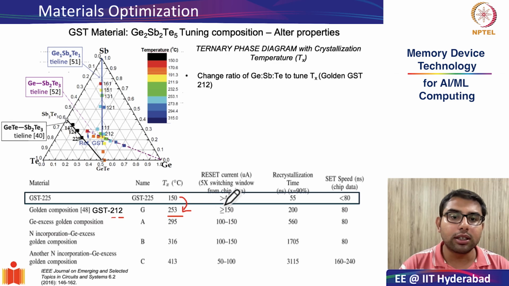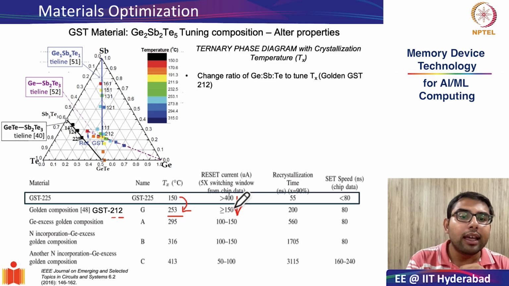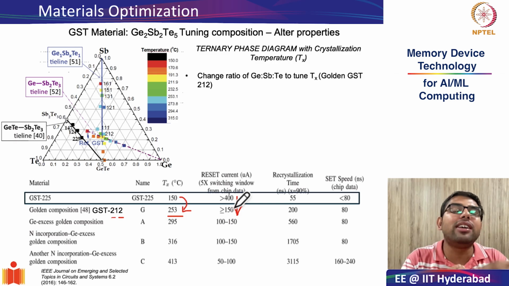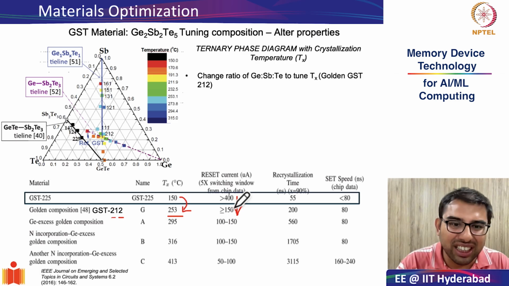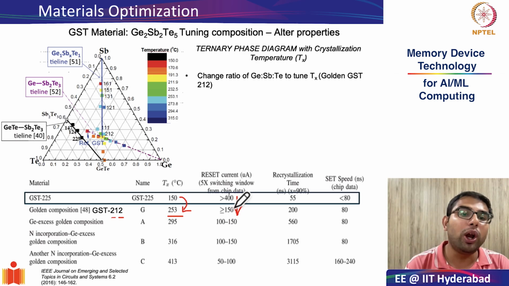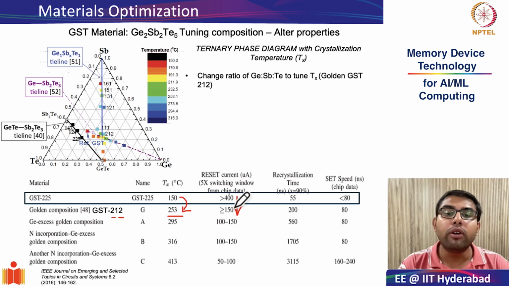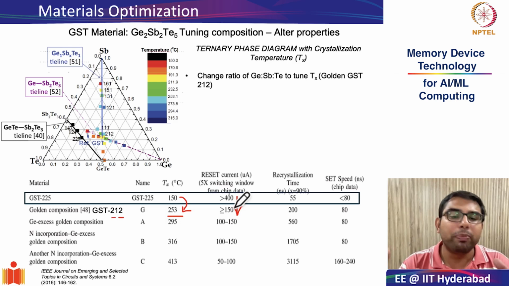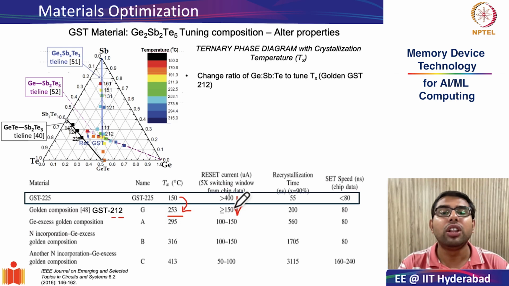And as a result, what happens is there is a drastic drop in the reset current because of the reason that we just explained. So 253 crystallization temperature means the recrystallization barrier will also be very high. So you don't have to supply so much reset current and you don't need to quench it so quickly because the material is more stable even in the crystalline phase. As a result, you also improve the endurance and reliability because you are no longer affected by thermal noise.